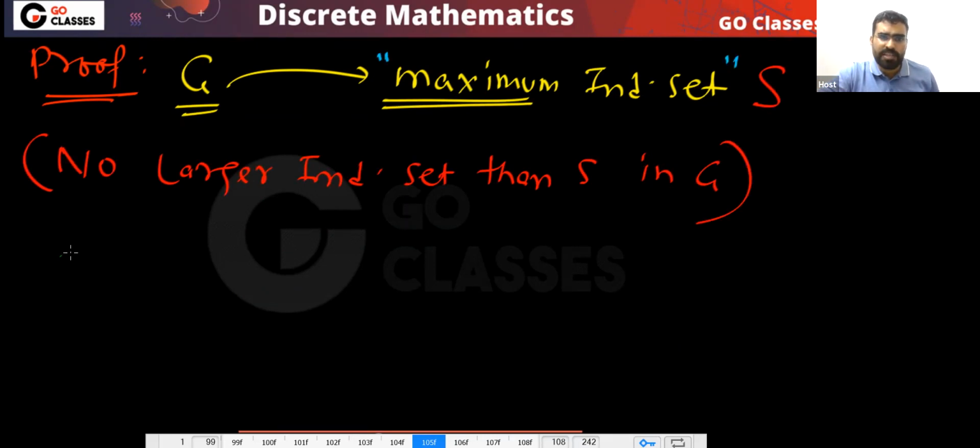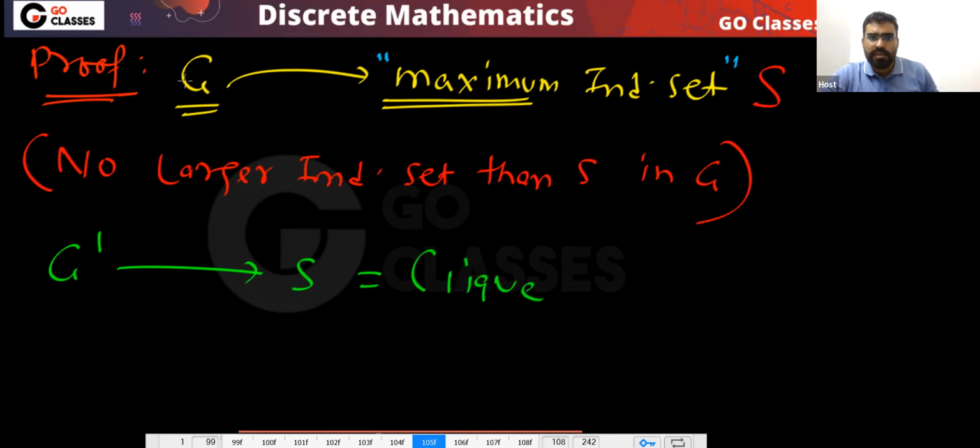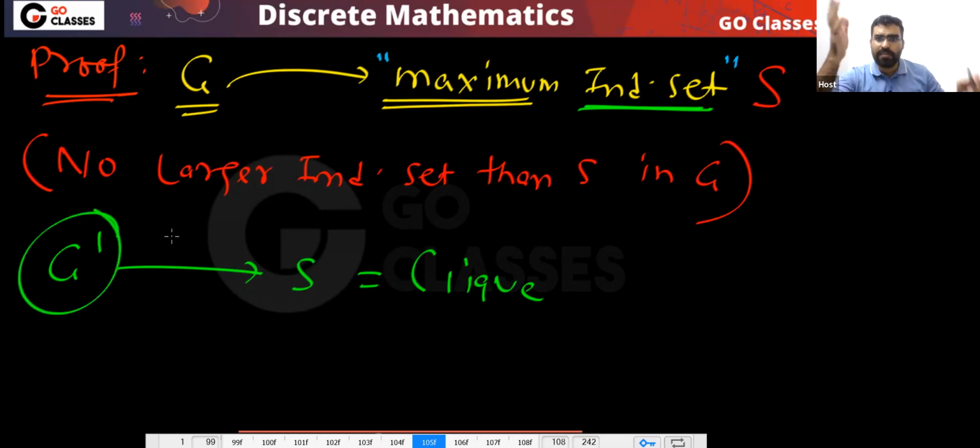Now, tell me what will happen in G complement. In G complement, this S will definitely be a clique. Because in this graph G, S is an independent set, meaning in S you have pairwise non-adjacent vertices. They are pairwise enemies; everyone is an enemy of each other. So in the G complement, they will become pairwise friends, pairwise adjacent. So in G complement, this S will be a clique.